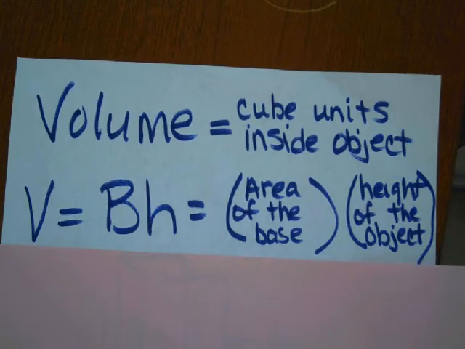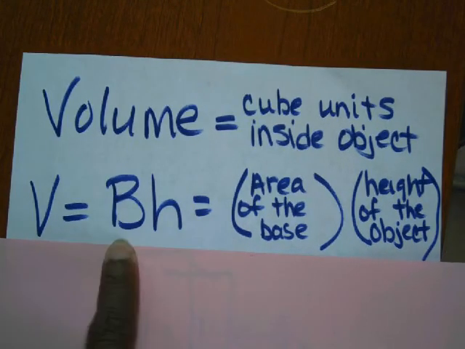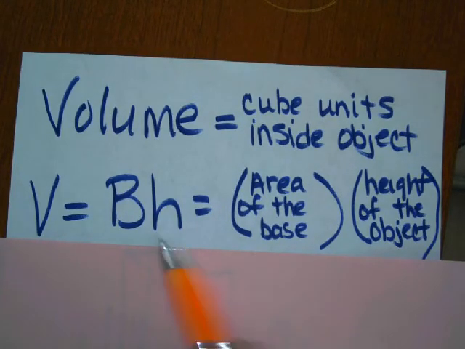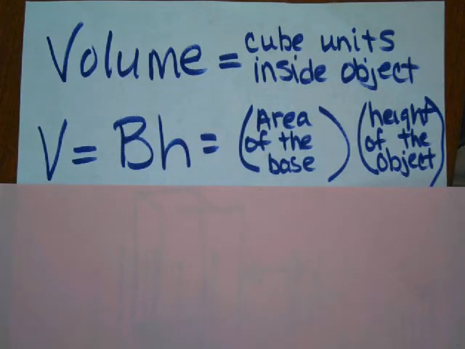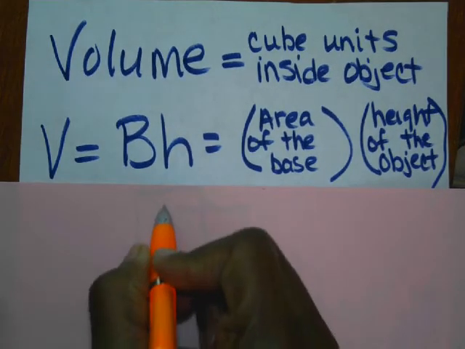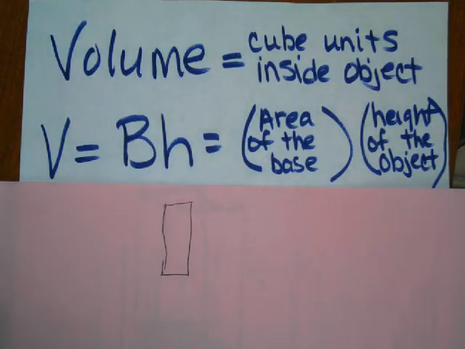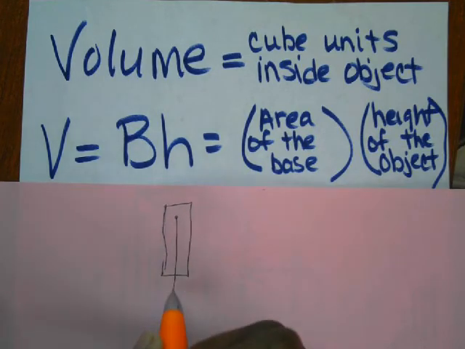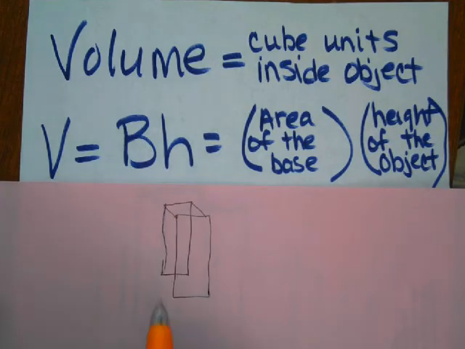Okay? So volume means the area of the base, that's the capital B, area of the base times the height of the object. That's how you find volume. So I want you to draw a box. If I draw one rectangle, ooh, that's kind of messy, huh? I can't draw a straight line. Start a little bit right here, draw another rectangle, and then connect the edges.